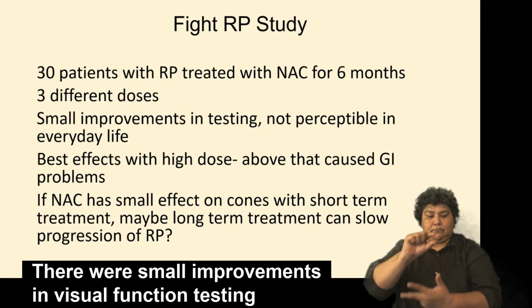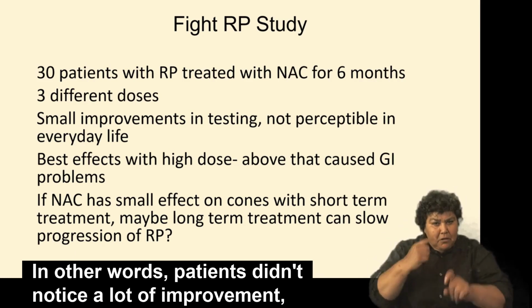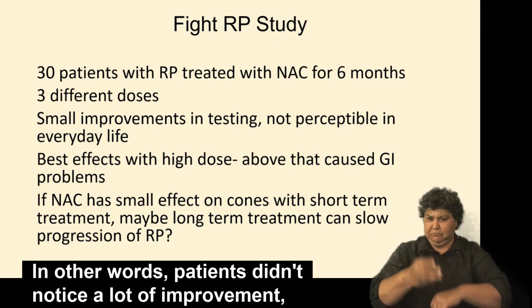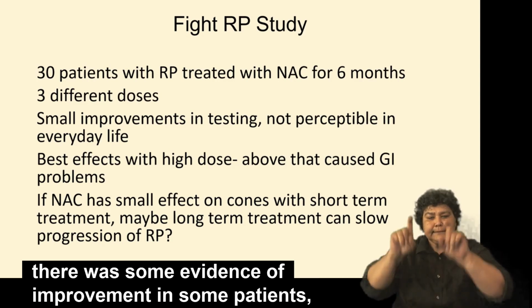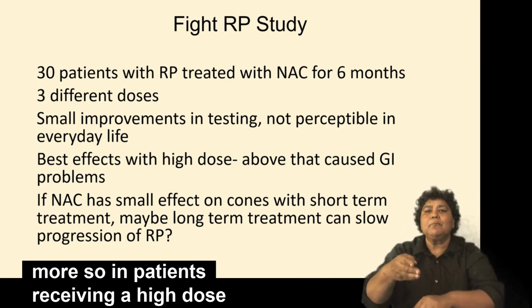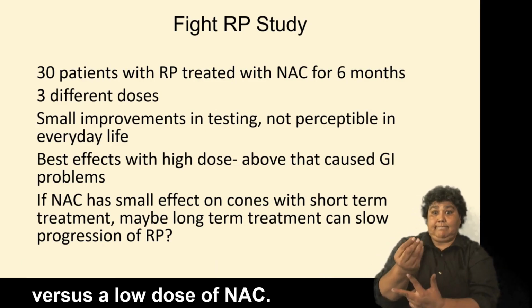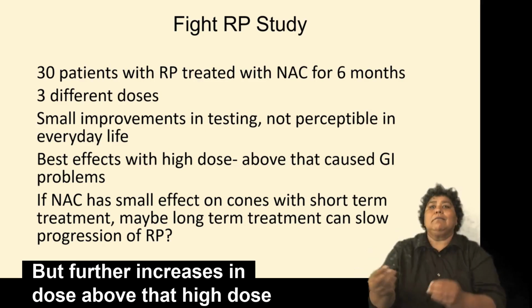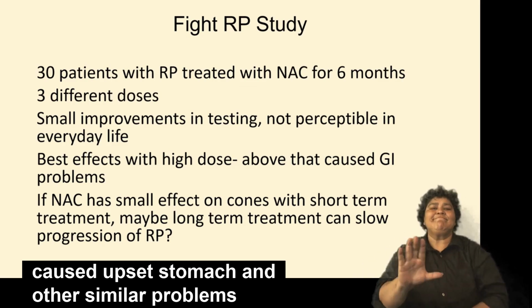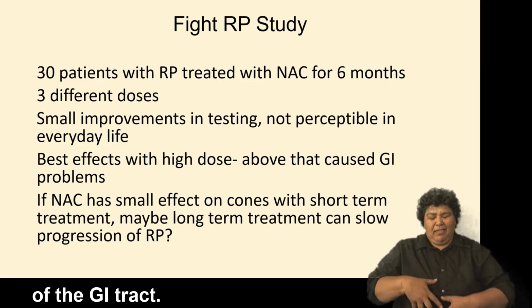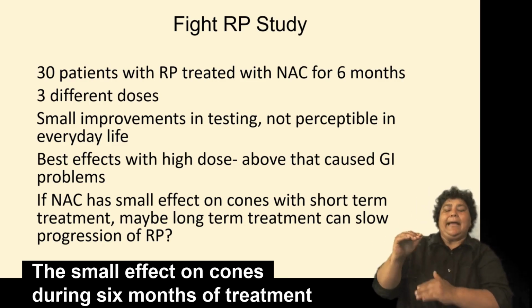There were small improvements in visual function testing that were not perceptible in everyday life. In other words, patients didn't notice a lot of improvement, but when their vision was tested in various ways, there was some evidence of improvement in some patients, more so in patients receiving a high dose versus a low dose of NAC. But further increases in dose above that high dose caused upset stomach and other similar problems of the GI tract. So the maximum tolerated dose was identified.